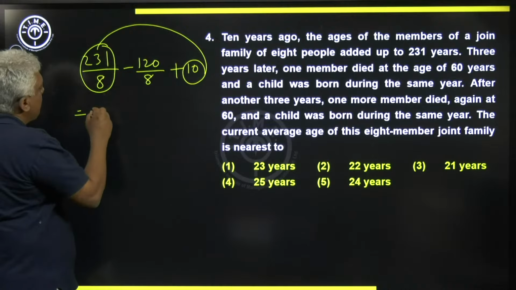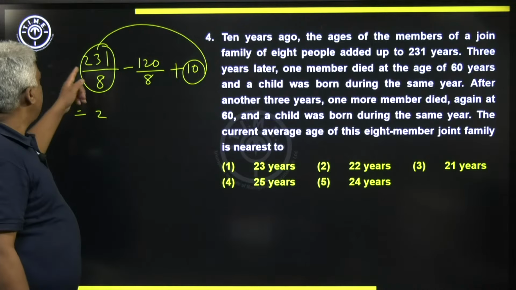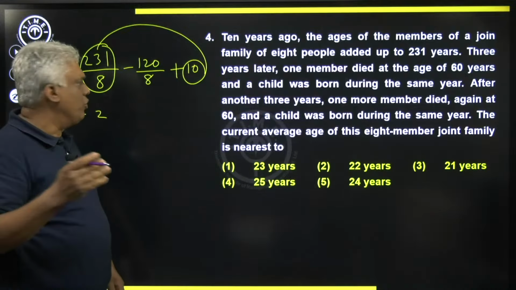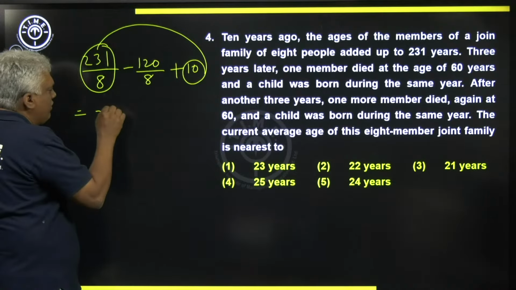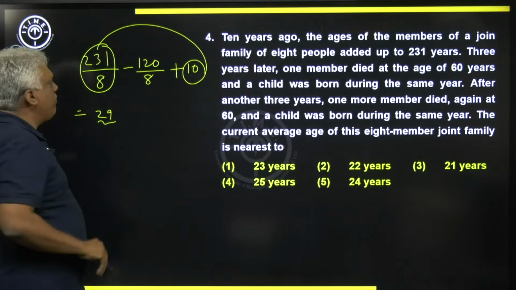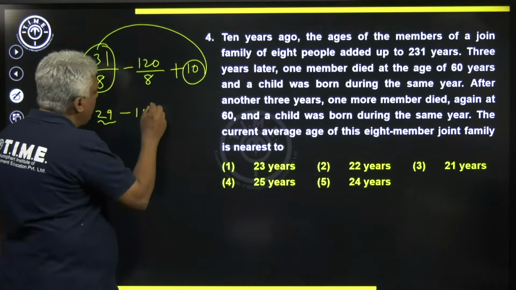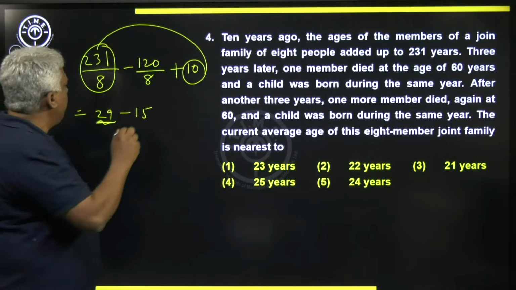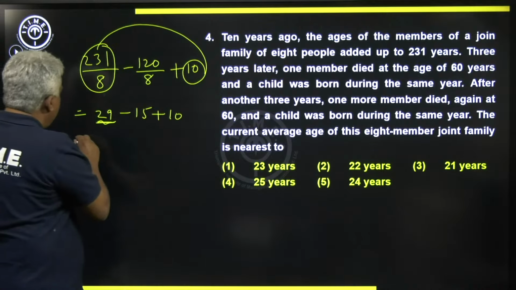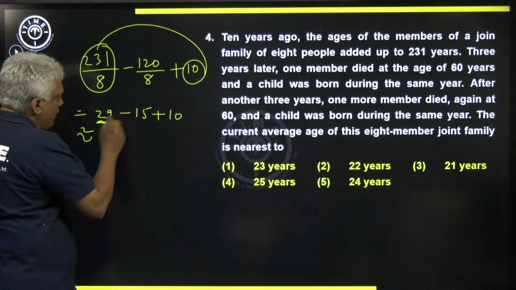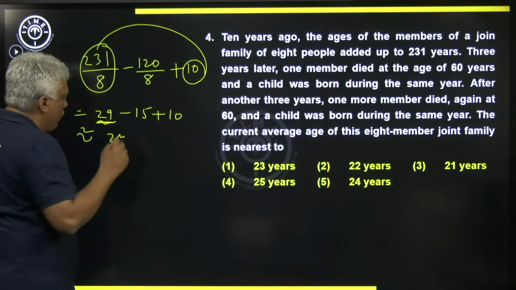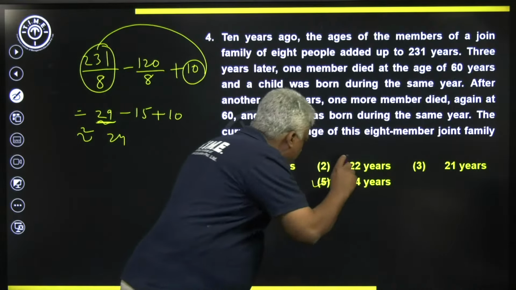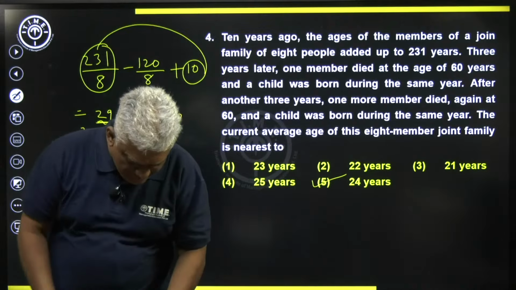If you divide 231 by 8, 8 twos are 16, 71, 8 nines are 72, it will be approximately 28 point something, very close to 29. This is minus 15. Actually it will be a little bit less than 29, 28.8 something, right? And plus 10, right? So basically it will be approximately 29 minus 5, so 24. The answer will be 23 point something, very close to 24. So the answer is 5. I hope this is clear to all of you, right?